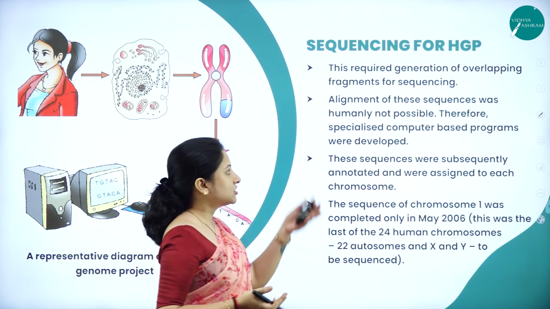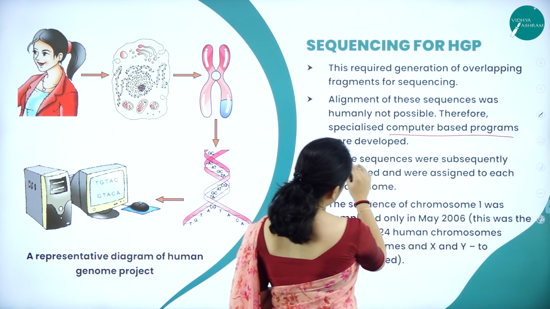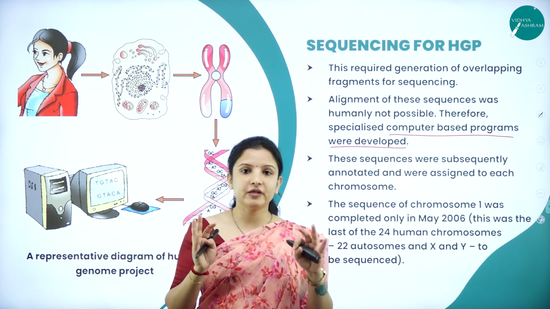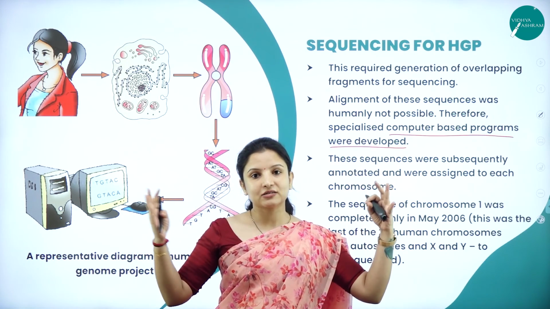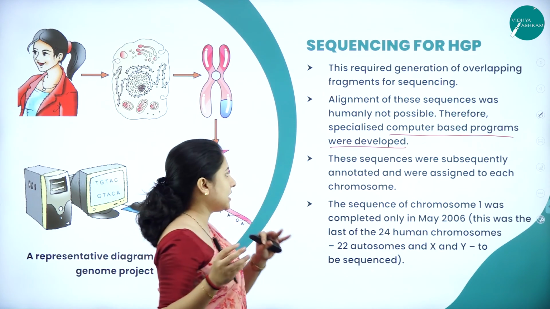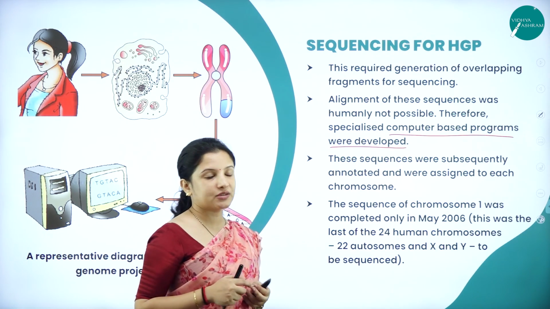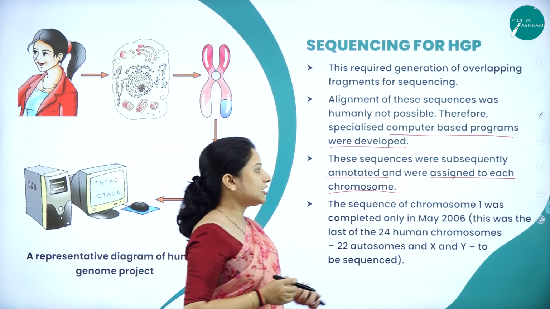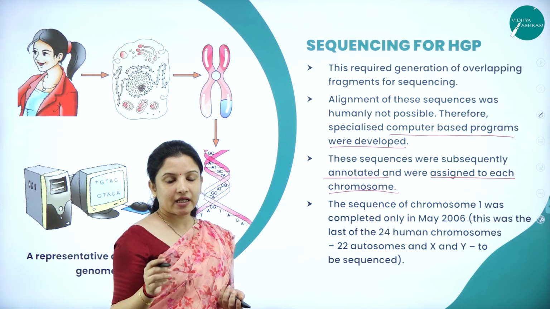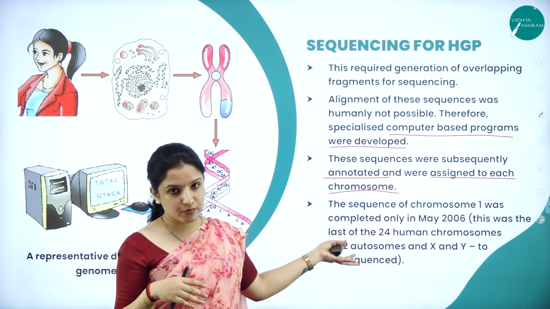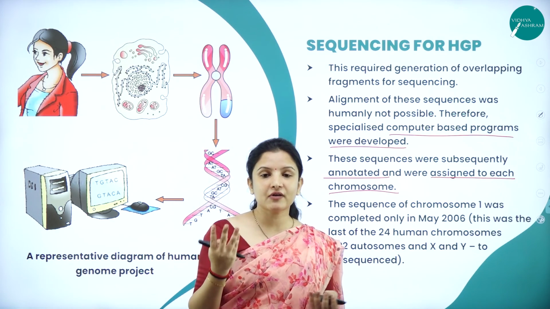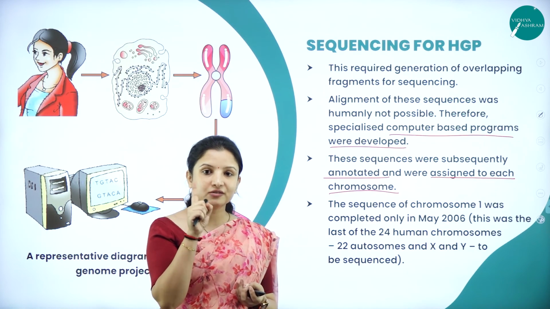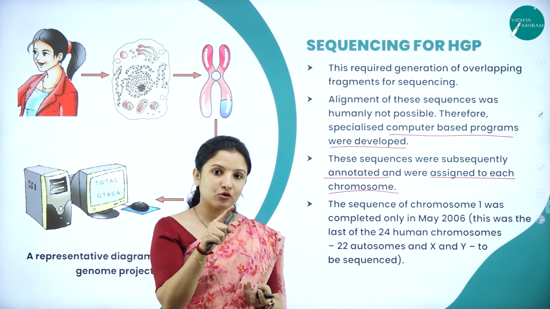Therefore, later on, specialized computer-based programs were developed. These programs are developed in such a way that the computer itself will arrange the sequences and give you, at a stretch, the complete sequence of the DNA strand. These sequences were subsequently annotated and assigned to each of the chromosomes. Say, for example, we are talking about the Human Genome Project, right? So humans have how many chromosomes? 46, right? 23 pairs of chromosomes. In that, the first chromosome that is there, in that first chromosome, DNA was there.